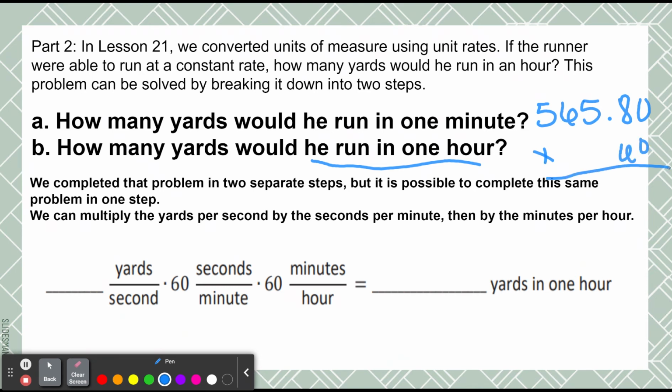Now, you guys have a calculator. I'd like you to pause and calculate what you would have when you multiply 565.80 times 60. Once you do that, you should see that you have 33,948, which means that's how many yards he can run in 1 hour.